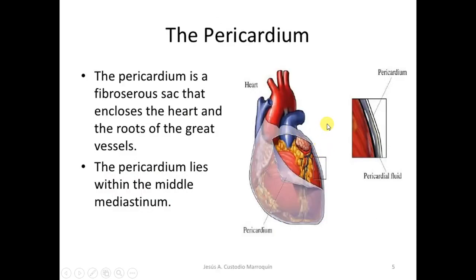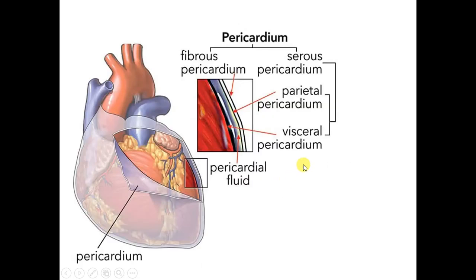Now, what is the pericardium actually? It's a fibroserous sac, meaning it has a fibrous element and a serous element, that encloses the heart and the roots of the great vessels. Here we can see this is enclosing the heart and the roots of the great vessels. And we know that this pericardium lies within the middle mediastinum of the chest. So here we see the pericardium, and here is a cut edge of the pericardium.